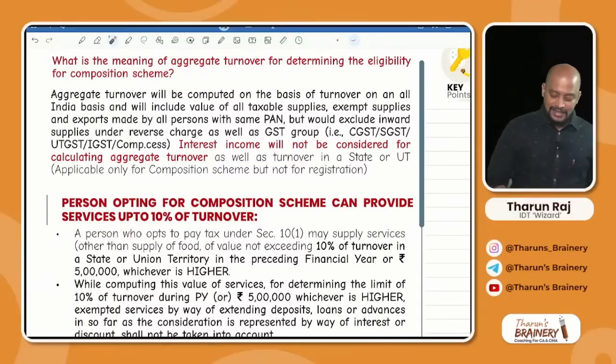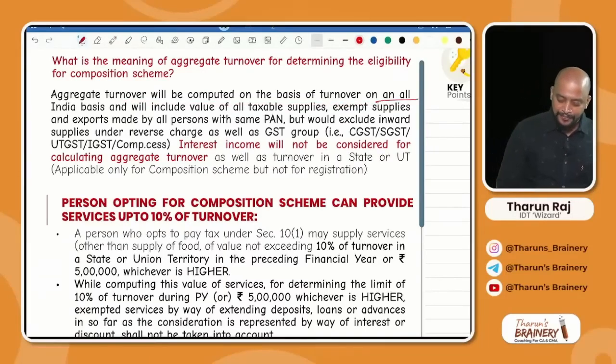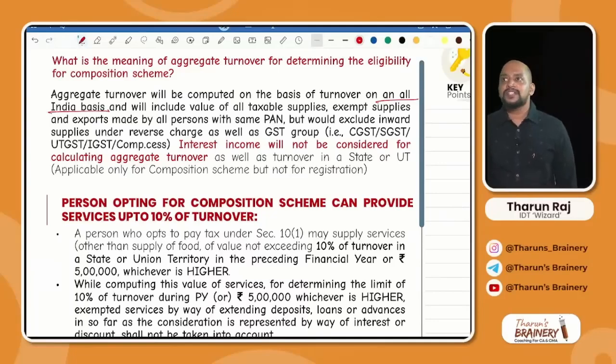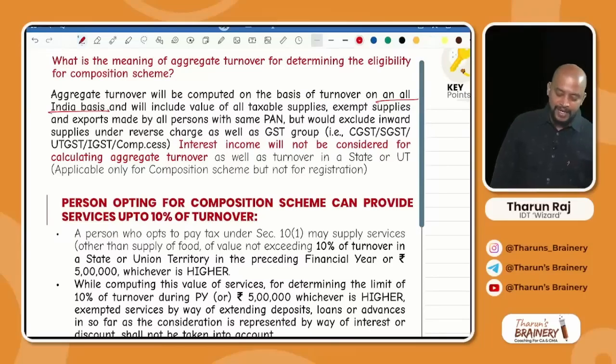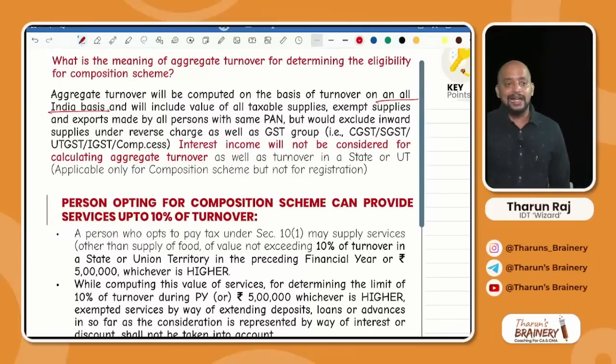Okay. So you can see this. Aggregate turnover will be computed on the basis of turnover on all India basis. Underline all India basis. All India basis means if I have business in 4 states, then the turnover of all the 4 states should be taken together. That is called aggregate turnover, and will include the value of all taxable supplies, exempted supplies, exports made by all persons with the same permanent account number, but would exclude inward supply under RCM as well as GST, and even interest income will not be considered for calculating aggregate turnover.